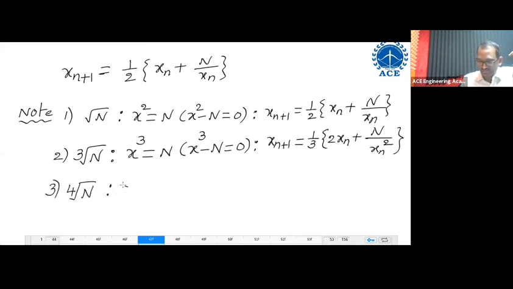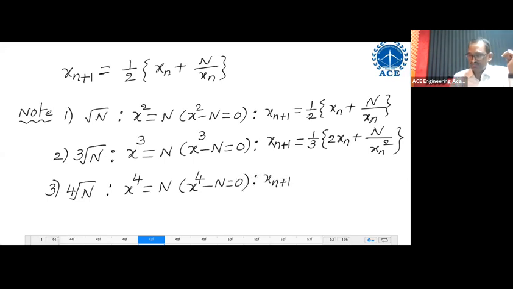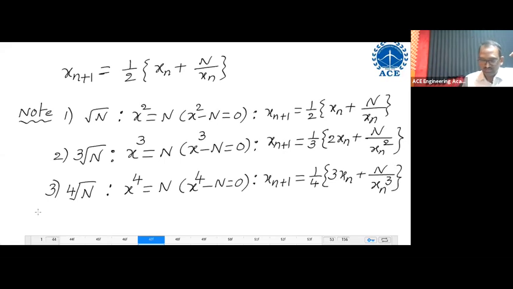Fourth root of a number, x power 4 is equal to n. x power 4 minus n is equal to 0. Corresponding algebraic equation. This is 1 by 2, 1 by 3. Now it is 1 by 4. Here this is 1xn, 2xn. It should be 3xn plus capital N by xn cube.